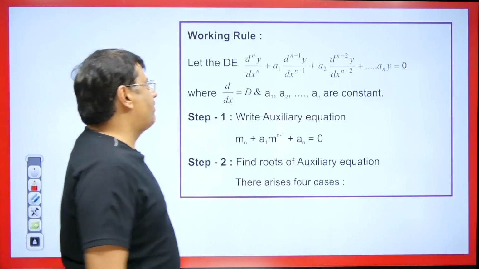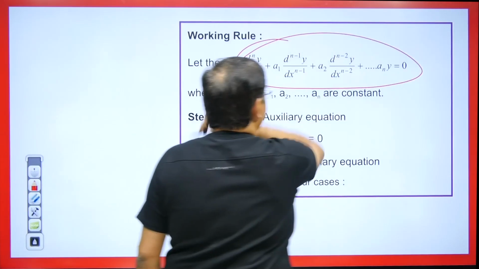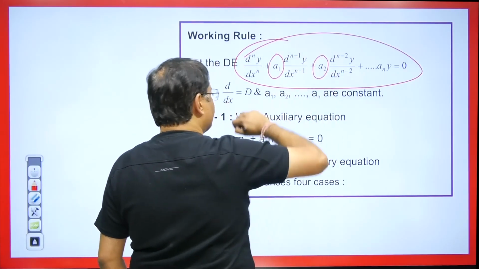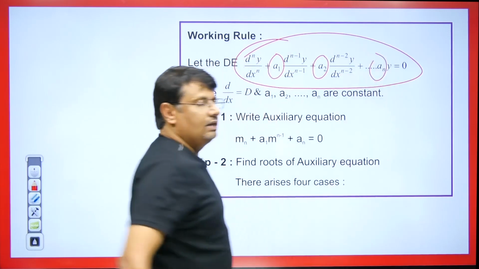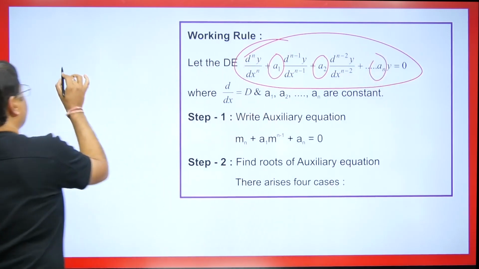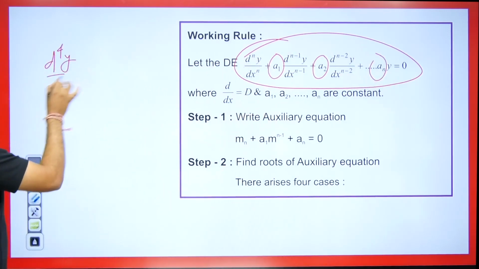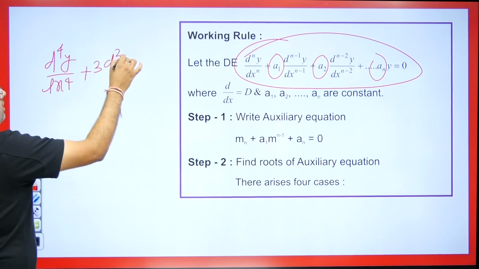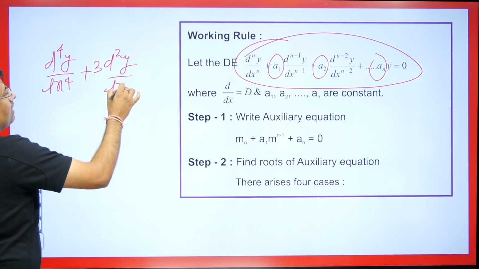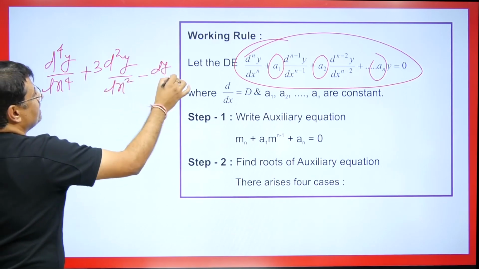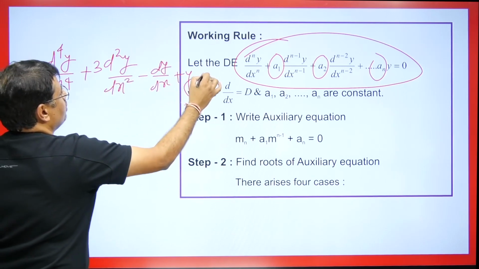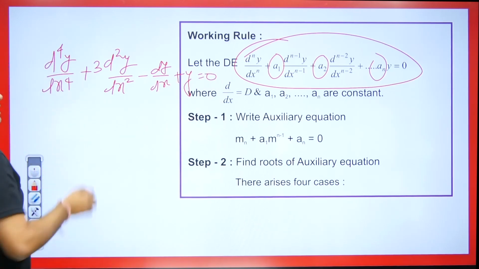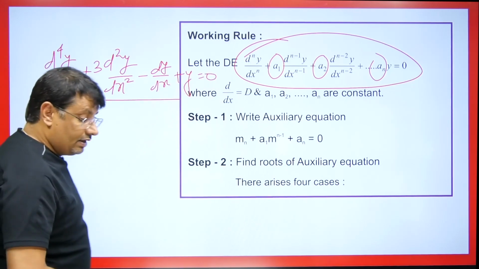If any differential equation is given like this, it is a higher order differential equation with constant coefficients, which means the coefficients of the derivatives in the equation should be constants. For example, let's say an equation is given like this: d4y/dx4 + 3 d2y/dx2 - dy/dx + y = 0. You can see that all the coefficients of the derivatives here are constant. So this is a constant coefficient differential equation.